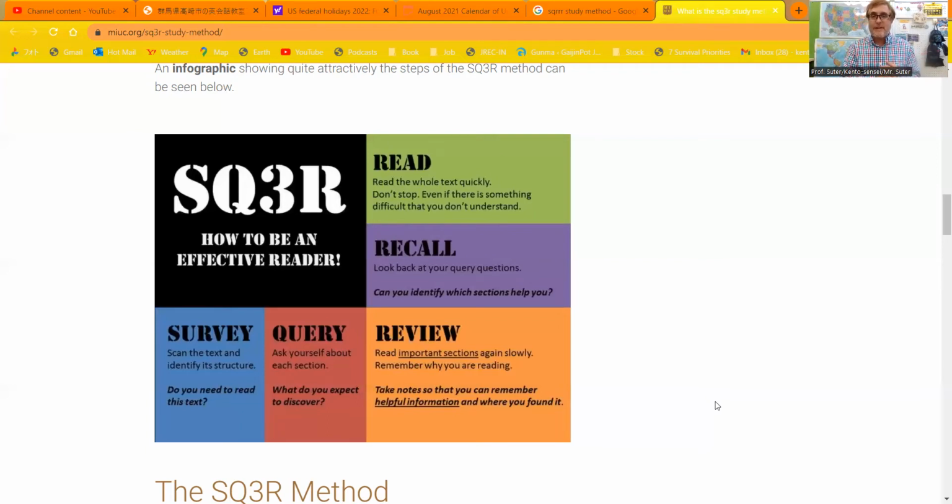The first R is read, of course. Read the text as quickly as possible. Don't stop. Just read it. Even if something's difficult to understand, just keep reading. And then recall, the fourth step. Recall is you look back at your questions and you try to answer them or relate to them. And review, of course. Review, again, read important sections again and again to delve deep into things that were difficult for you.